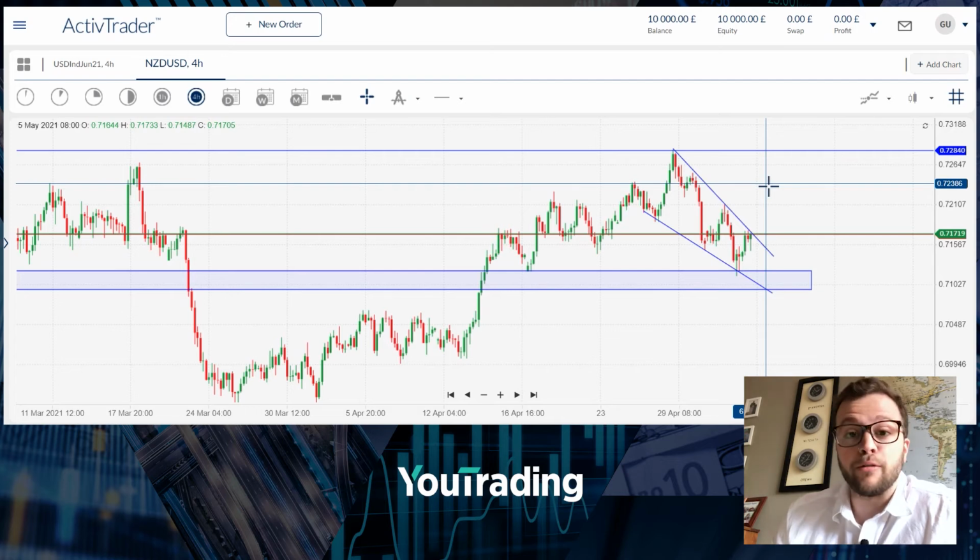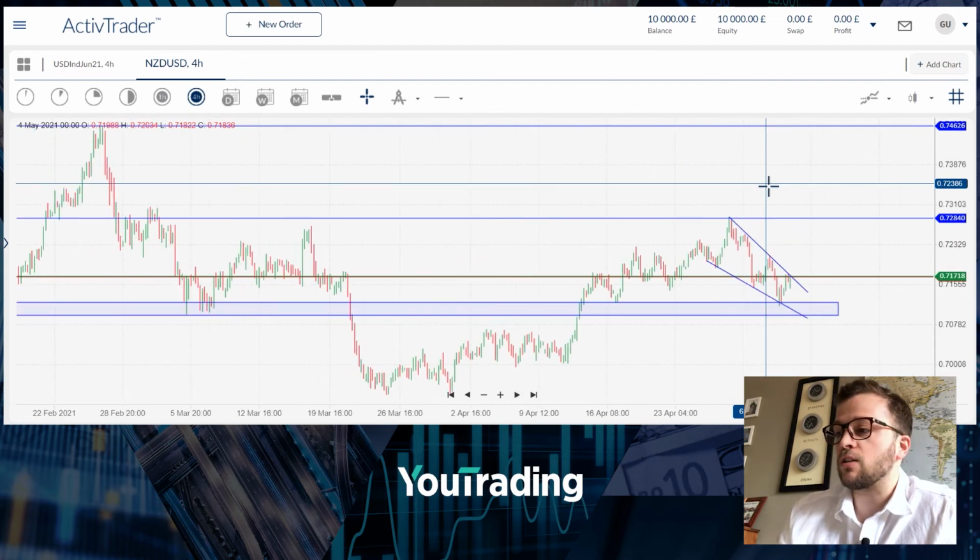Another factor to bear in mind as well for the Kiwi is commodity prices have been very, very supportive. So lumber, for example, everyone's been talking about lumber because it's been just absolutely surging in the last couple of weeks. And lumber is a key New Zealand export. Obviously, their main export is dairy prices, which have generally been doing well.